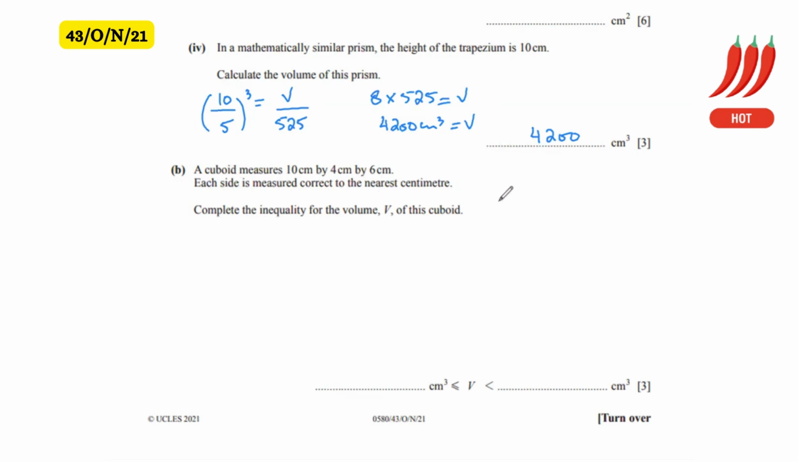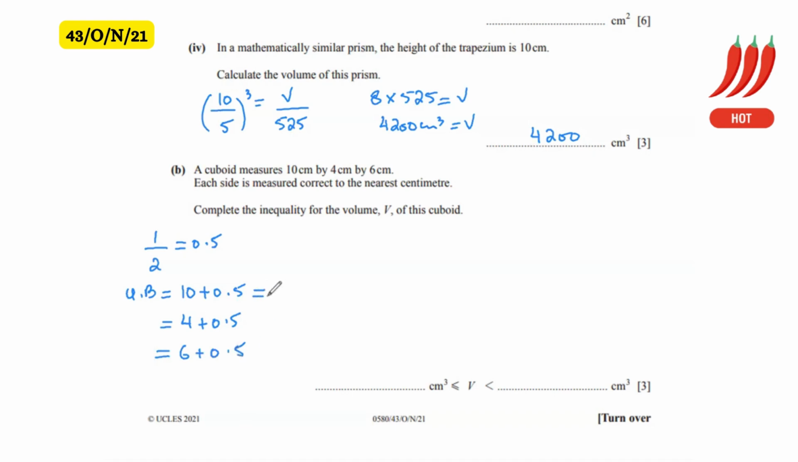Each side is measured correct to the nearest centimeter. Complete the inequality for the volume V of this cuboid. So if each side is measured correct to the nearest centimeter, that means the degree of accuracy is 1. So 1 divided by 2 is 0.5. So for the upper bound of these measurements, we're going to do 10 plus 0.5, then 4 plus 0.5, and 6 plus 0.5.